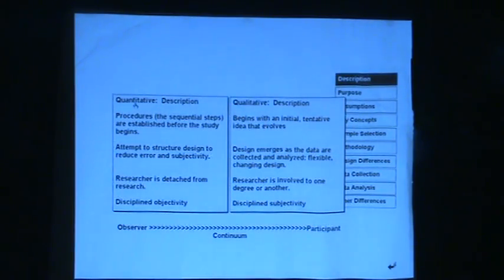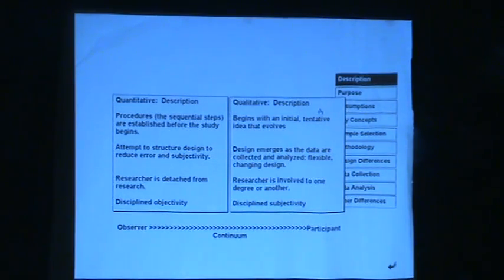Well, a description of quantitative research: the procedures, the sequential steps, are established before the study begins. There's an attempt to structure the design to reduce error and subjectivity. The researcher is detached from the research, and it is disciplined objectivity.